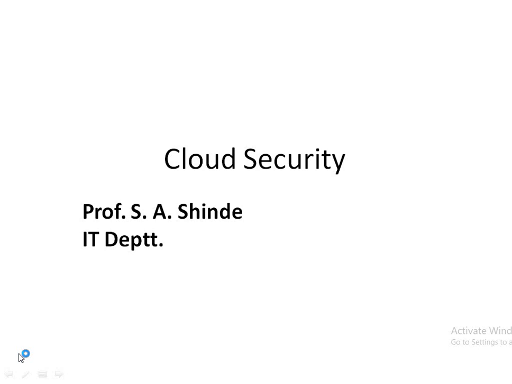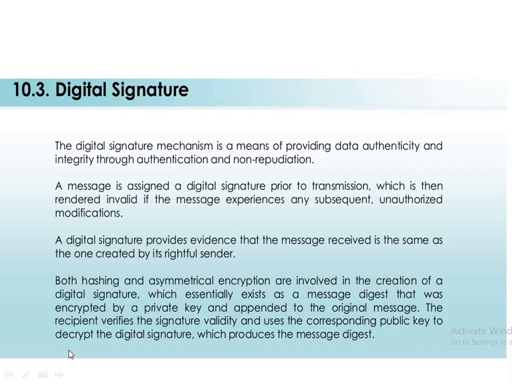We are talking about cloud security, and we had already seen in part 1 the encryption and hashing mechanisms used for cloud security. Now in this video we will be talking about two important concepts under cloud security. One is digital signature and another one is public key infrastructure, abbreviated as PKI. So first is digital signatures.